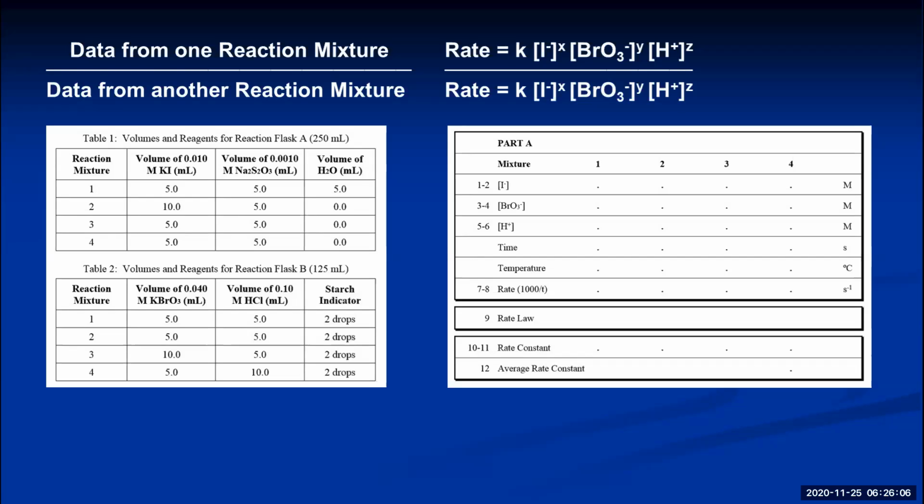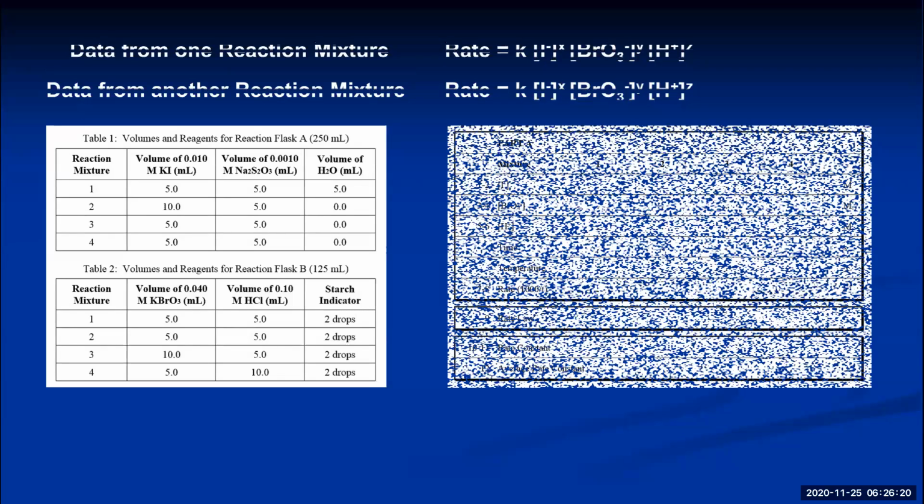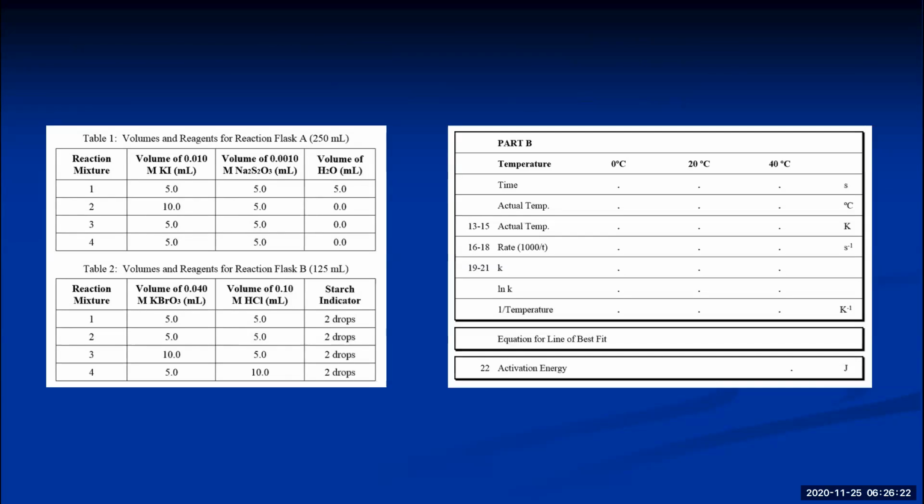Once you have the rate law, you're going to calculate the value of the rate constant from all 4 of the reaction mixtures, and then you'll average those together, and you'll get the average rate constant for the reaction. And that's what we're doing in part A. In part B, we're going to try to calculate the activation energy of the reaction. To do this, we're going to have to perform the reaction at different temperatures. The video today is going to perform the same reaction at 0 degrees, 20 degrees, and 40 degrees. And we're going to do reaction mixture 1 3 times in a row.